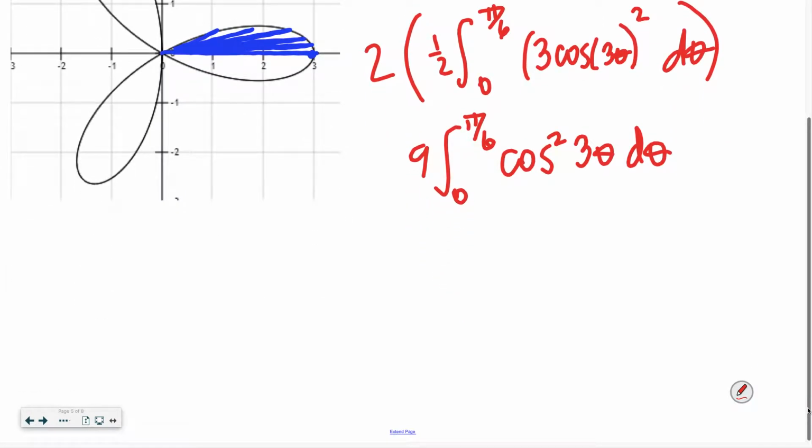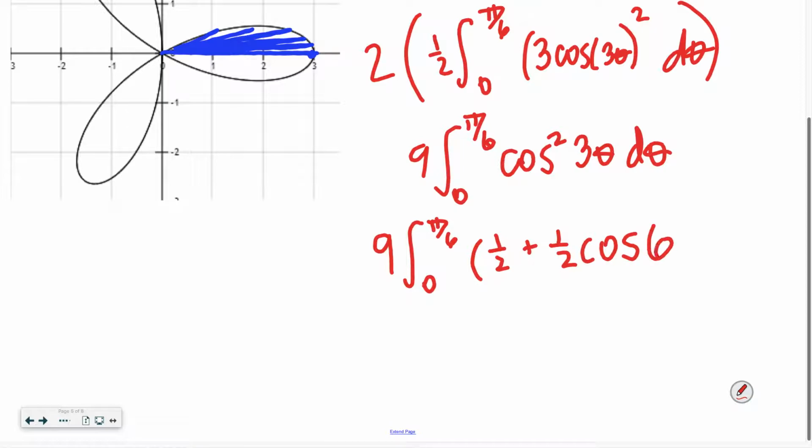As you can anticipate, you're going to use the power reducing formula often. So for cosine squared, we would change it to 1/2 plus 1/2 cosine of 6 theta. We would double the angle. So we have 9 times 1/2 theta plus, what's the antiderivative here? Sine of 6 theta over 12.